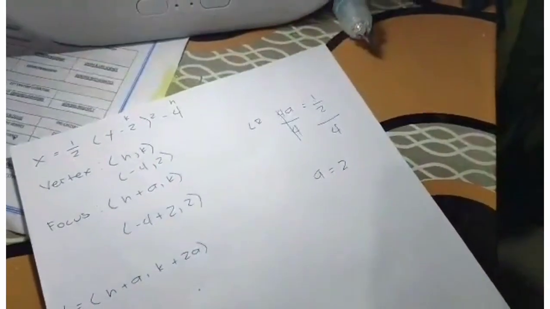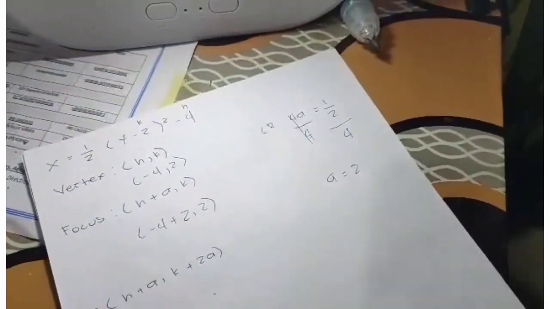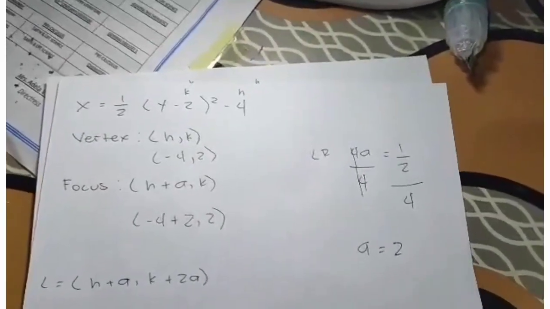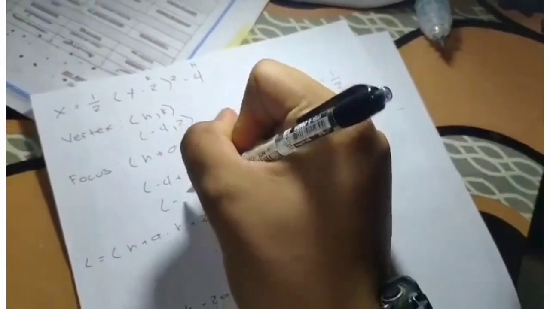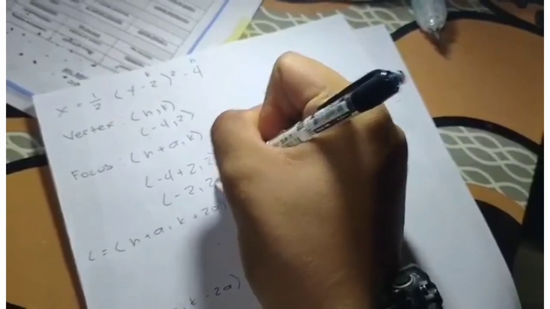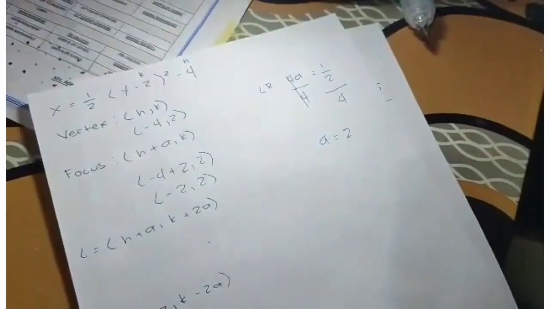So ang focus natin is negative 4 plus 2, comma 2. So i-add muna natin si negative 4 and 2. So ang makukuha natin sagot is negative 2, comma 2. So ang focus natin is negative 2 and 2.